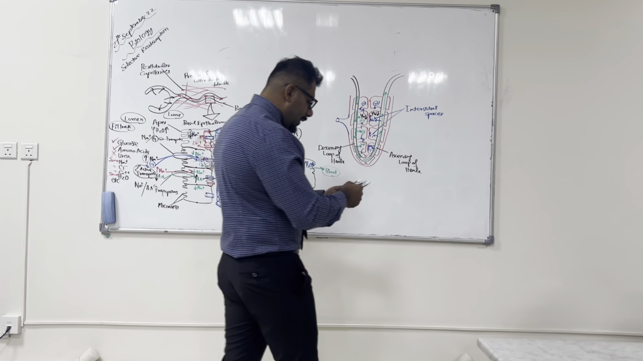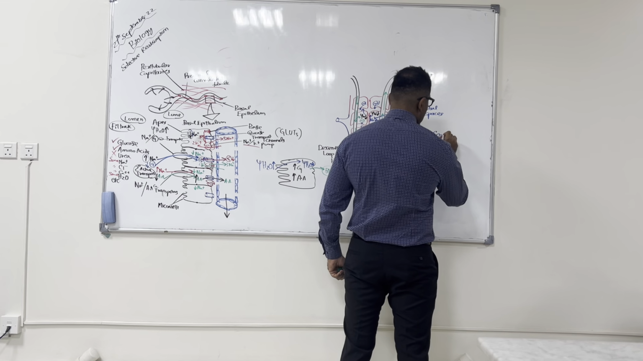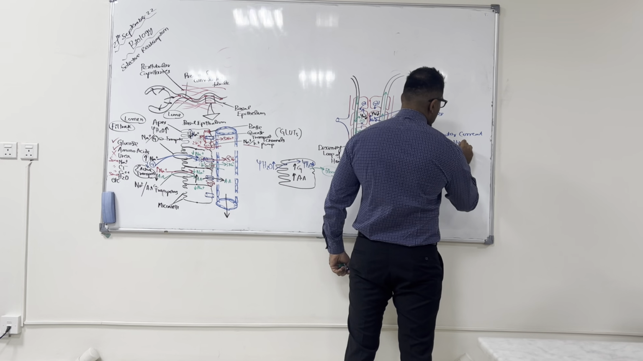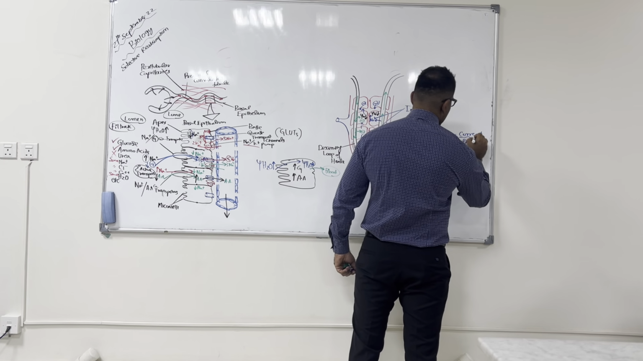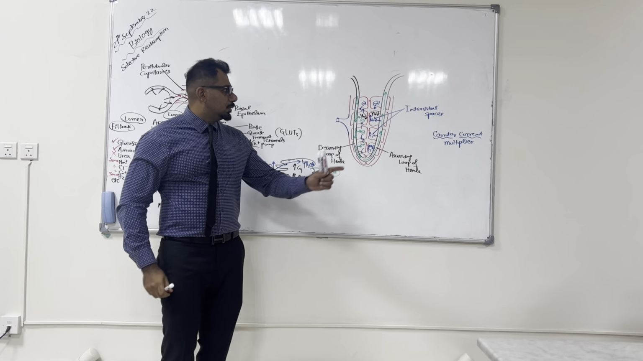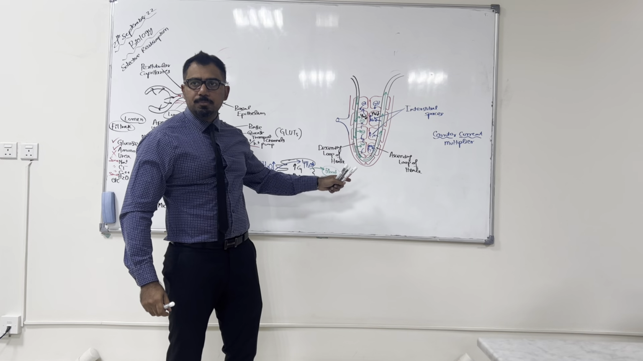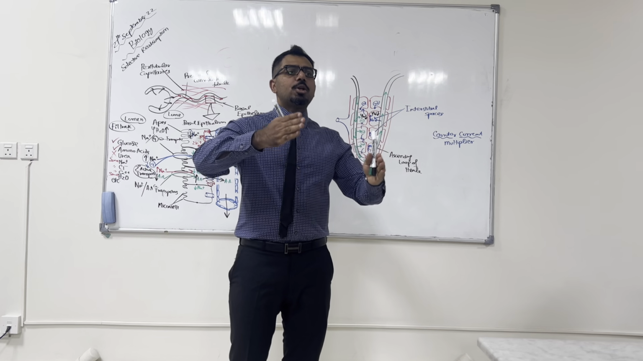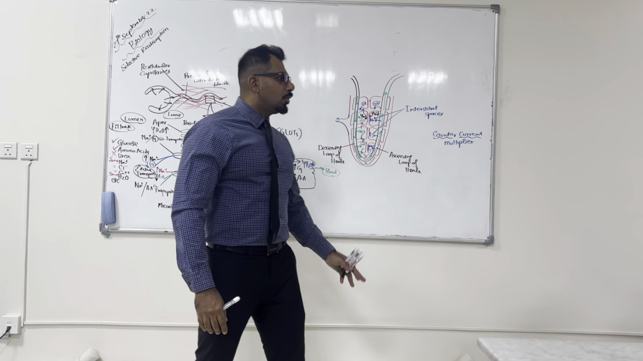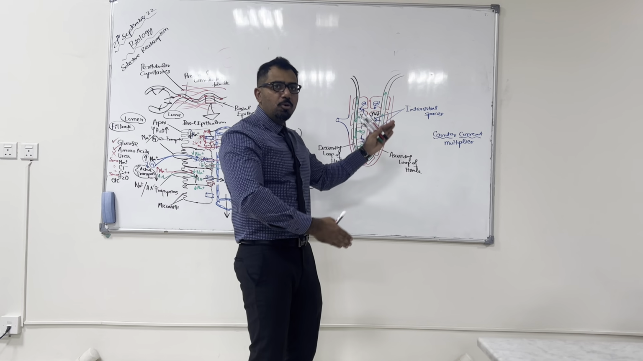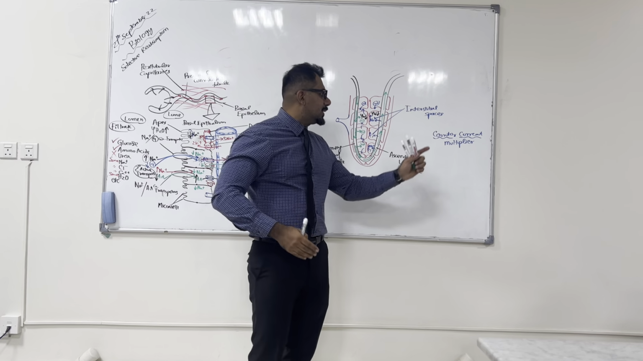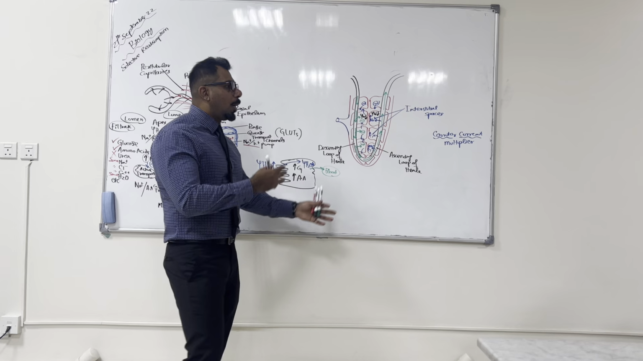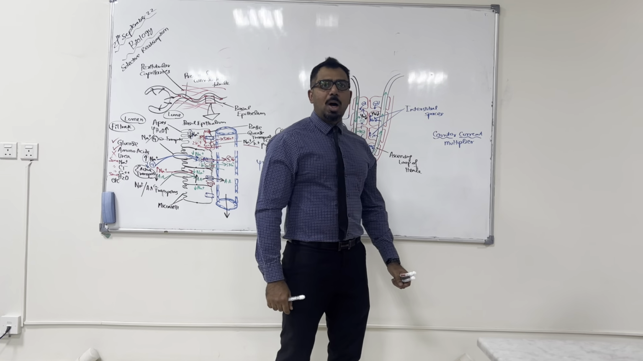Now here, one thing we need to discuss is the counter current multiplier. Over here the filtrate is going downward, and over here the filtrate is going upward. The filtrate is moving in two opposite directions, so we call this movement counter current. Counter means opposite.